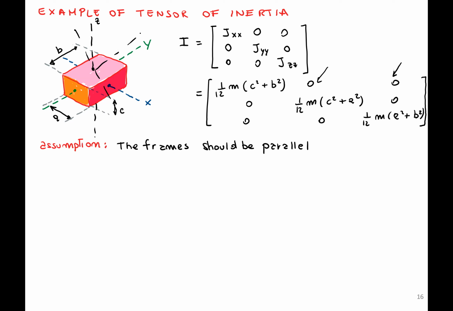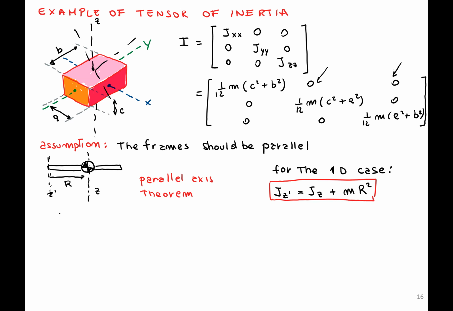Now, let's assume that we want to compute the tensor of inertia. So first, let's start with a simple case, the moment of inertia. So we have the moment of inertia about this axis, and we want to compute it around another axis. So the same example as before, where you have the bar rotating around an axis in the middle and one on the edge. And in this case, we have the parallel axis theorem that relates the moment of inertia around the z-axis to the one around the z prime axis.